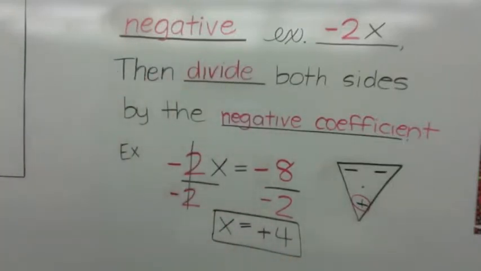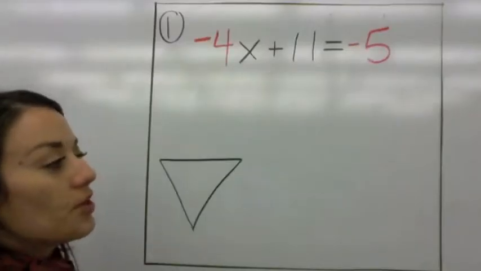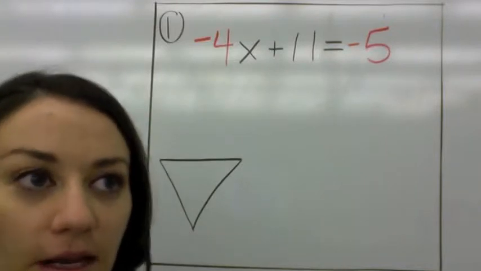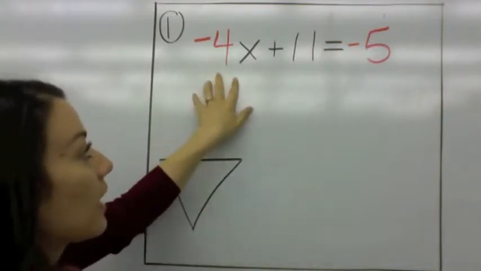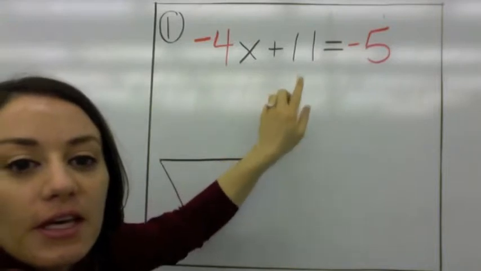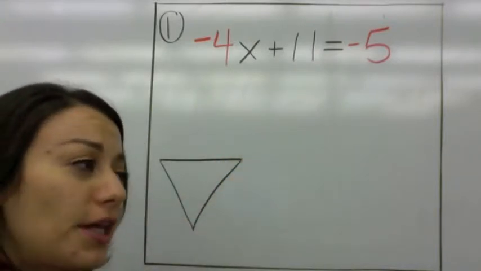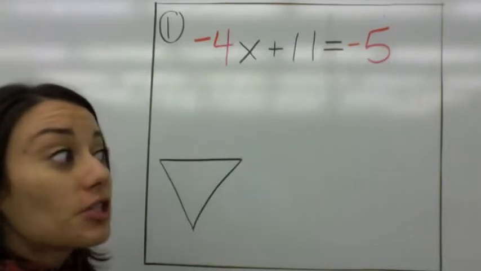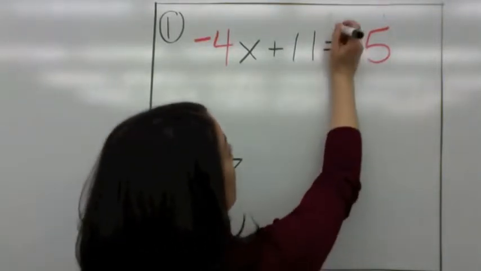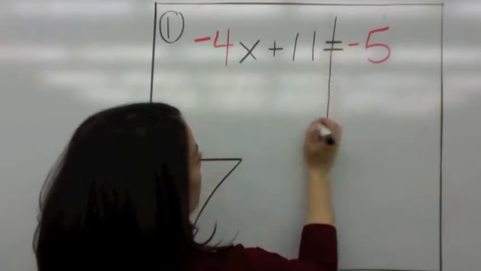Go ahead and get that down. So let's read the first example together. You ready? It says, negative 4x plus 11 equals a negative 5. Okay, so you're going to solve this equation like you solve any equation. The first step is to draw a T to separate both sides of the equation.